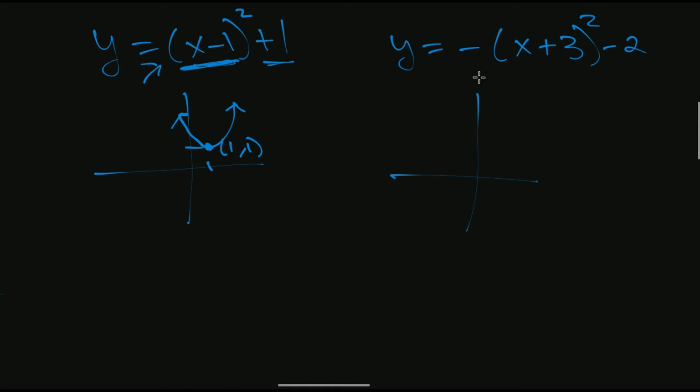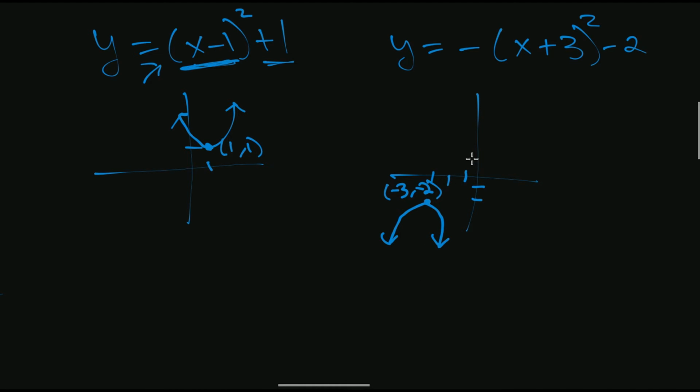So here I notice I have almost every change possible. I have a negative, so I know my graph will be upside down. I have a plus 3, which means I'm moving to the left by 3. 1, 2, 3. And I have a negative 2, which means I'm moving down 2. So my vertex is here at (negative 3, negative 2). And it's a negative in front of my parentheses, so my graph is going to be upside down looking like this.